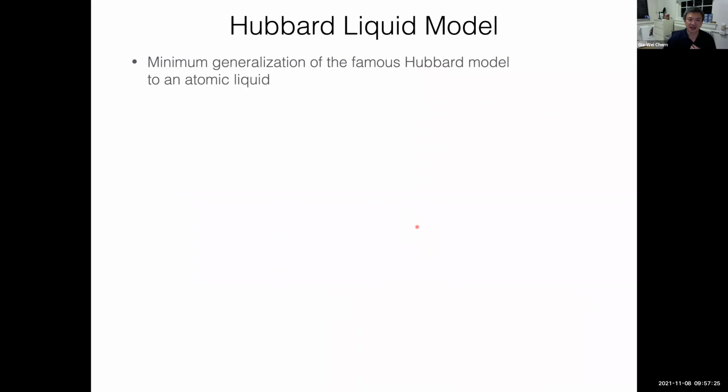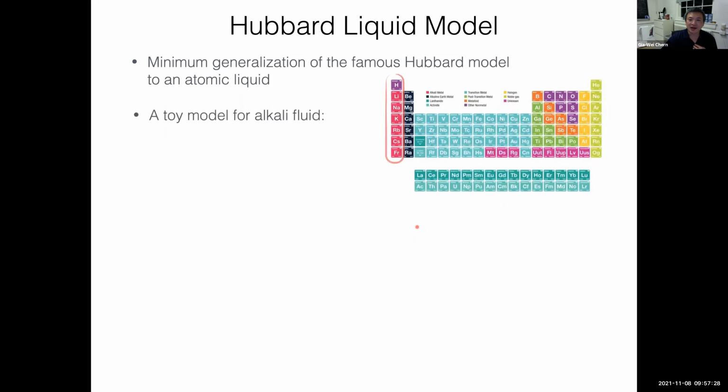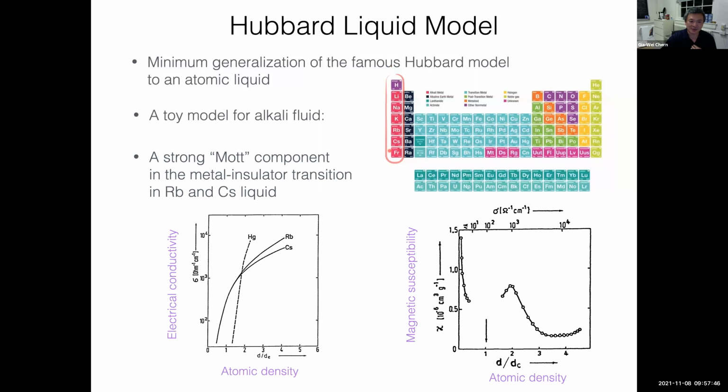Right. So with these methods, here I just want to mention that this toy model we call the Hubbard liquid model seems to be a very artificial model, but it turns out it can be used to describe the alkali fluids in this column. Experimentally, people have already seen the metal insulator transition in rubidium or cesium liquid metals. So our results can be used as the minimum model to describe the metal insulator transition for these materials.